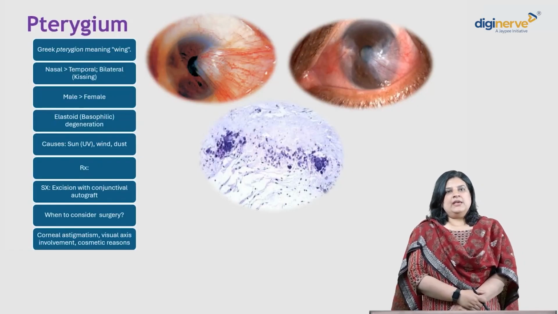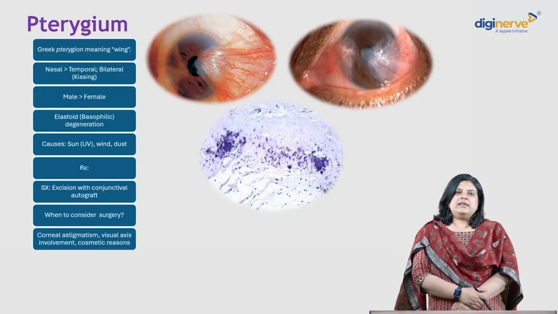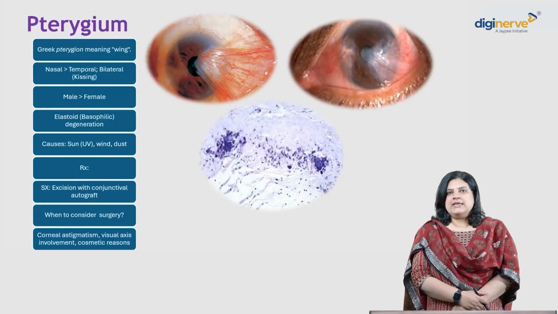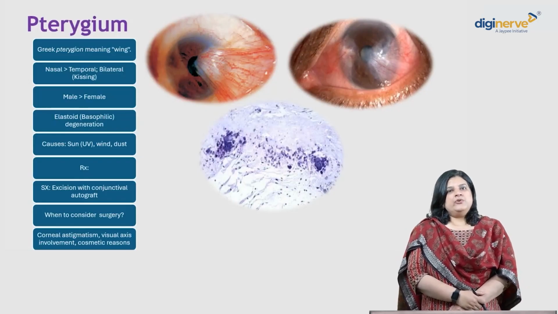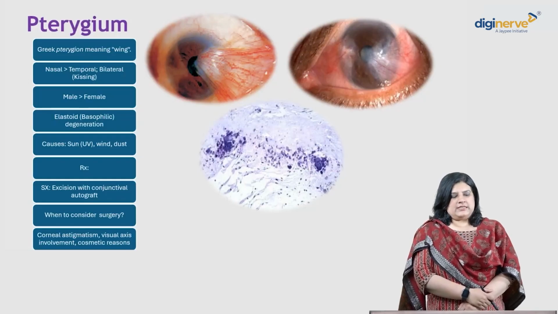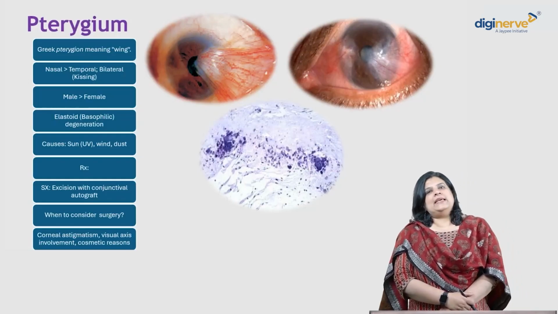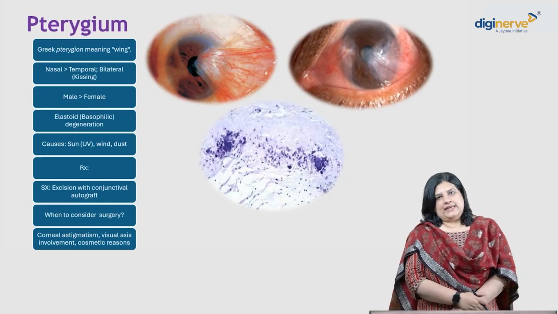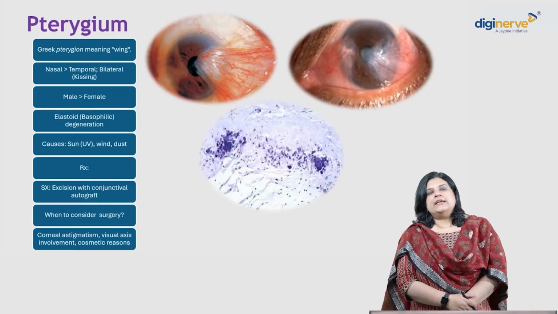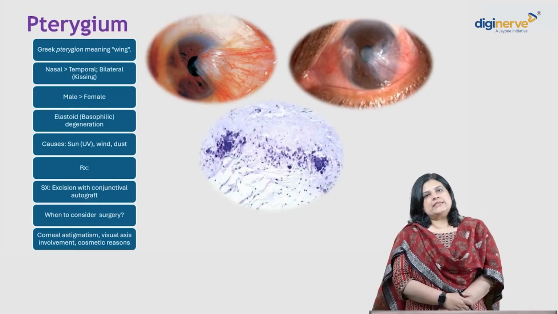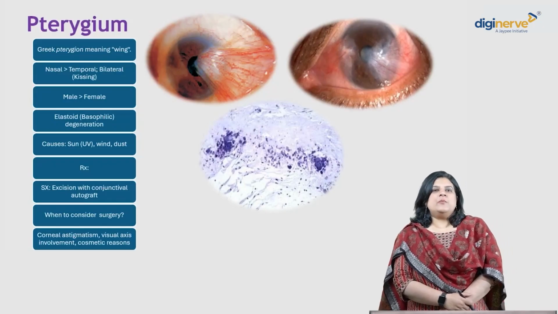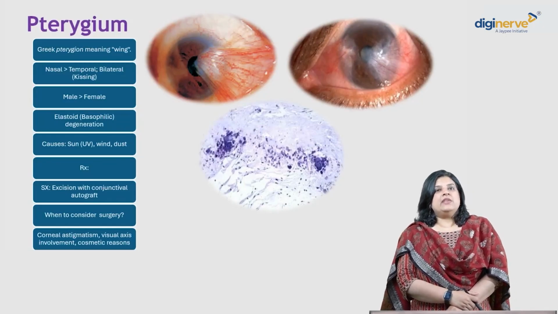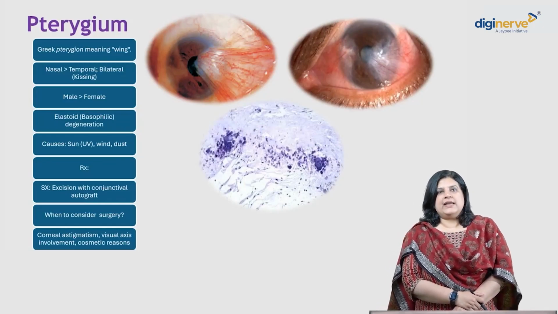Basically, what is happening is elastotic or basophilic degeneration of the conjunctiva due to exposure to harsh sunlight and windy environment, and UVB rays are the culprit in this scenario. It's quite commonly seen in countries which are closer to the equator or in tropical countries like India. And people who work in sunlight or who are more exposed to the UV light are more likely to get it. So farmers, laborers, people who drive a lot during the day, they are more exposed to these harsh radiations, and are likely to have it.